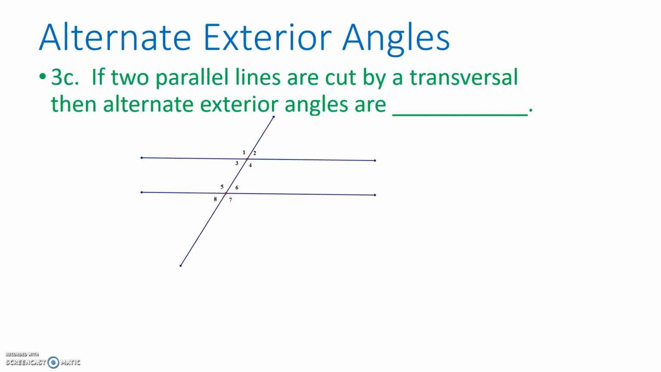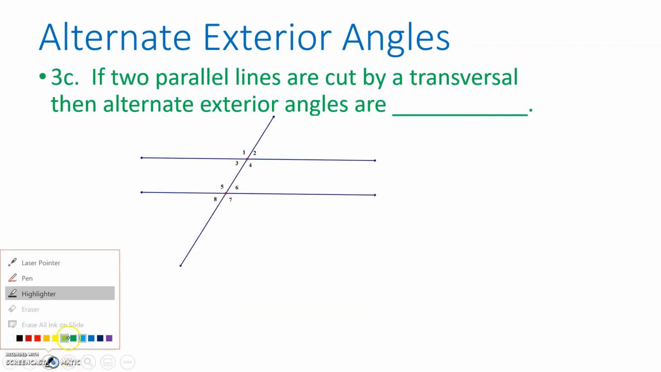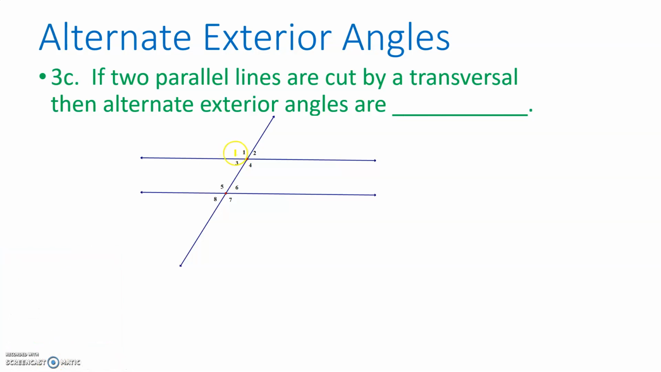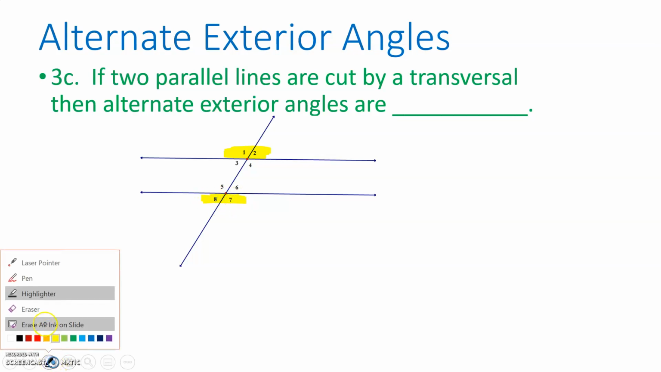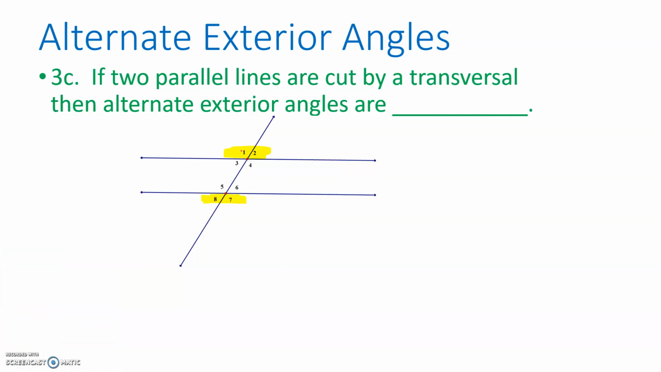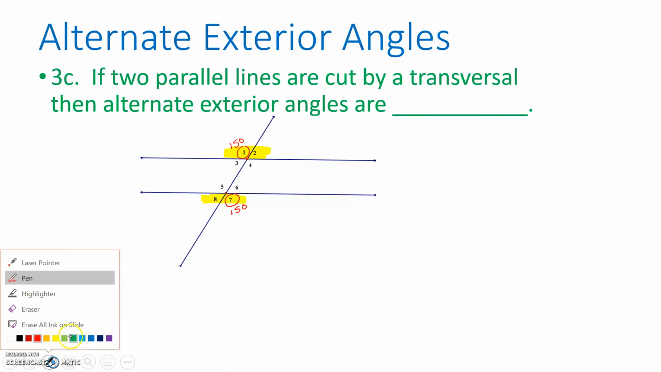Alternate exterior angles. Okay, if I go over here, I'm going to choose the yellow. These are exterior angles outside of the parallel lines. Alternate means one's on one side and one is on the other. So this guy and this guy are exterior angles, one on one side of the transversal and one on the other. This is 150 from our diagram in the beginning, and this is 150. So they seem to be equal.